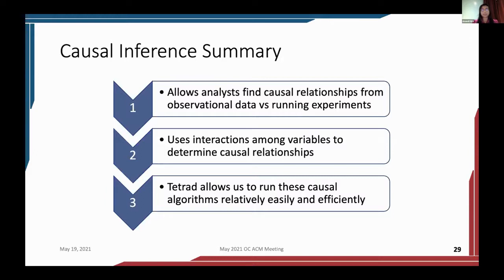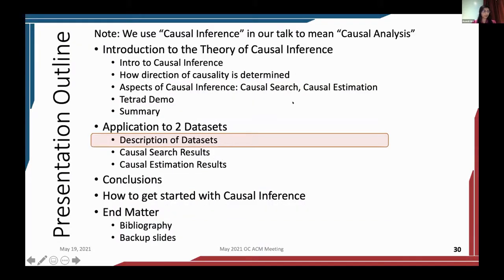And Tetrad, the tool, allows you to run these algorithms very quickly, very easily, very efficiently, and people have used it on really large data sets, and they found that it gives you the results very quickly. So we would highly recommend for you to at least give it a try. So let's transition to the next part of our talk. I'm going to hand it over to Jim, who's going to explain how we actually applied causal inference to data that we have. Thank you, Anandi.